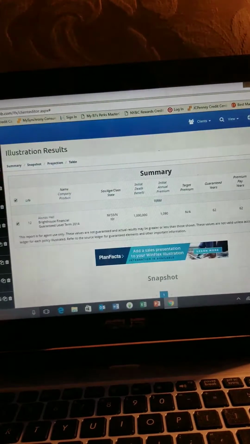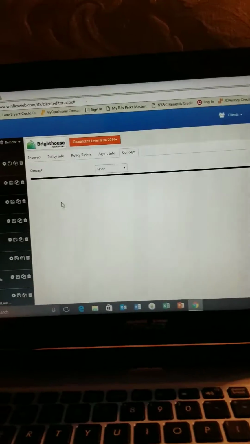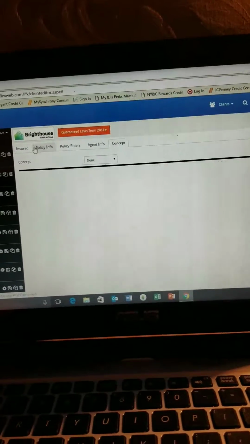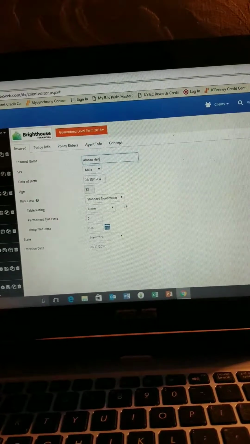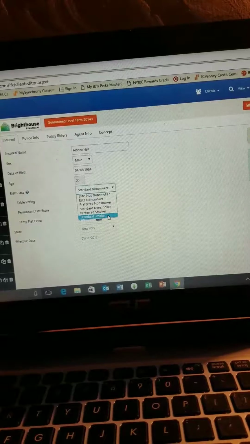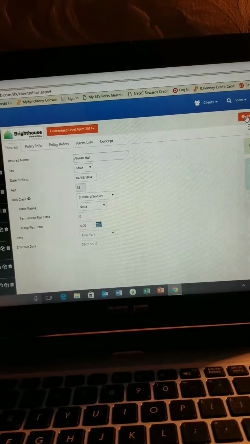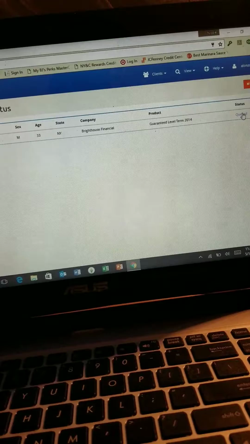Now, I'm going to go back. I'm going to edit it. So we're going to go back into here, and we're going to show you the detriments of being a smoker. So we're going to go standard smoker, and then we're going to calculate. Everything else remains the same except for now it's a smoker. It's queued. Why isn't it submitting? Submit.